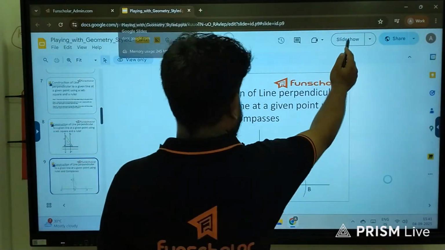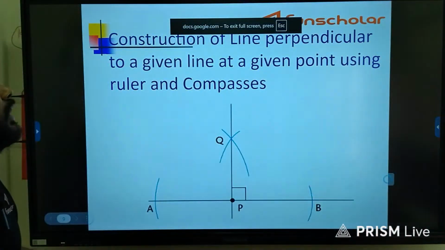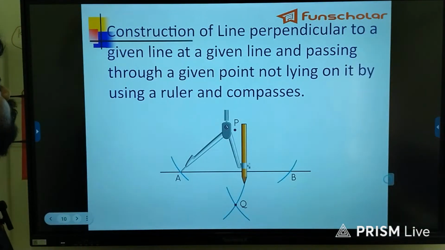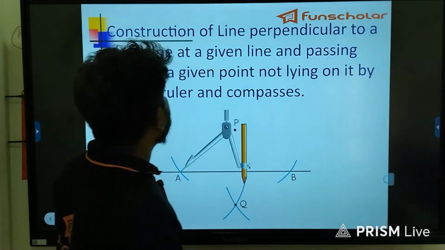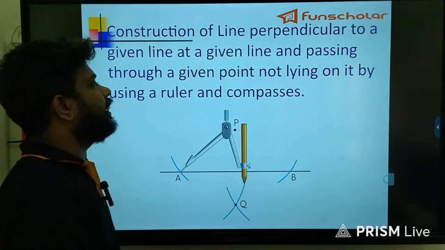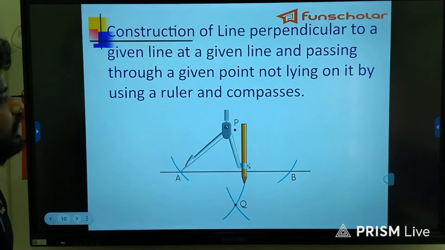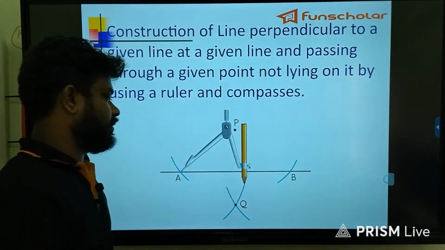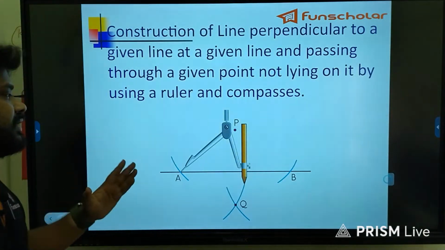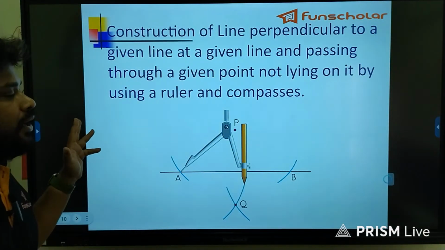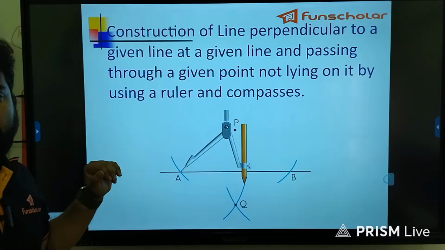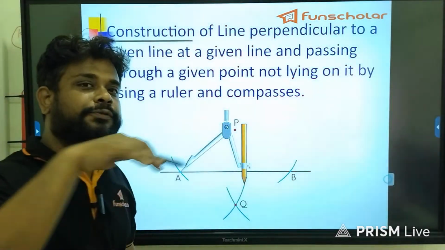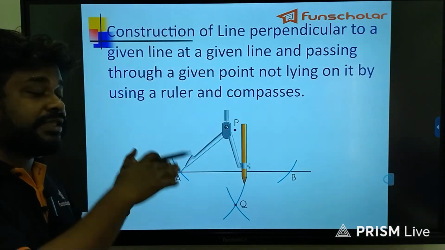So let's go further. We have learned how we can draw the perpendicular. Next, we are going to learn the construction of a line perpendicular to a given line and passing through a given point not lying on it, by using a ruler and a compass. This is just the previous one which we have learned, that is, how we can draw the perpendicular from a point which is outside of the line.